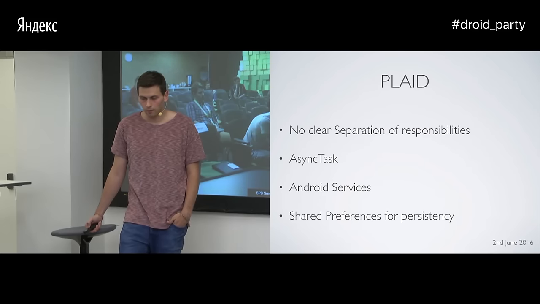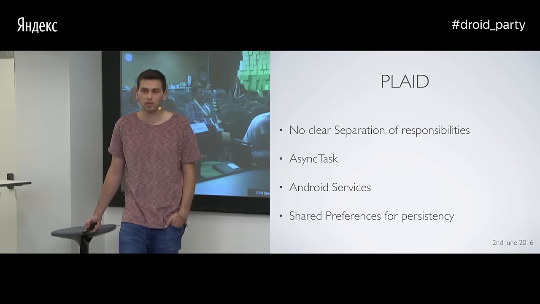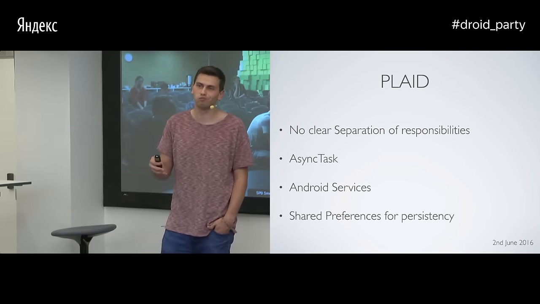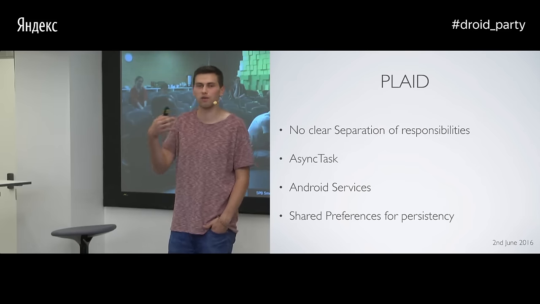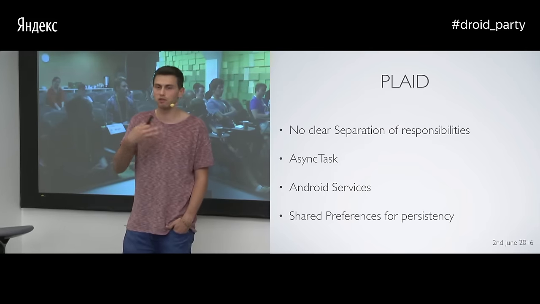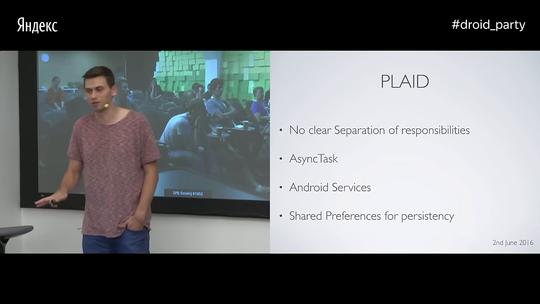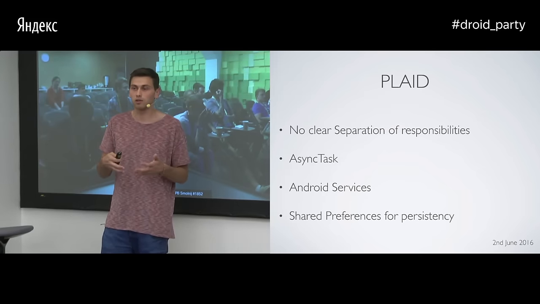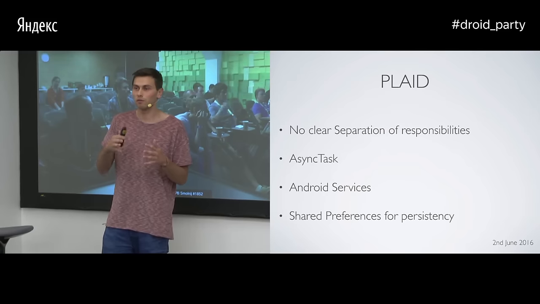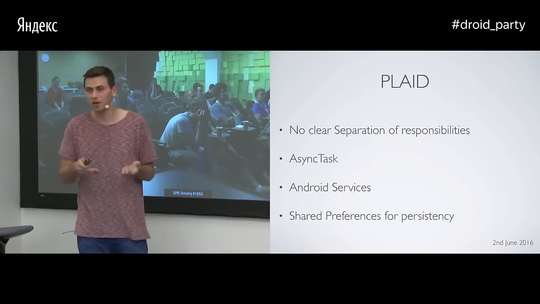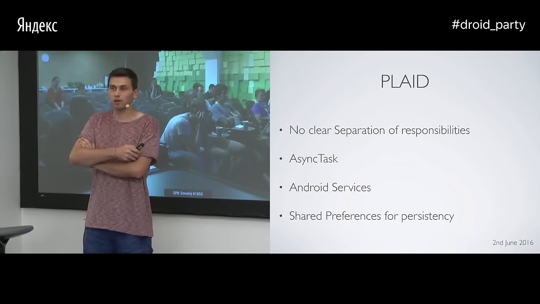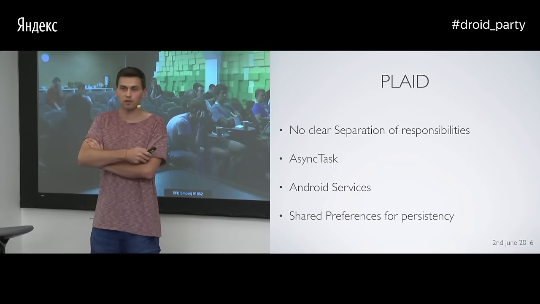And the problem here is that it doesn't have a clear separation of responsibilities. It was built to be understandable by everyone. So it doesn't use RxJava. It doesn't use an event bus, regardless of whether it's a good idea or not. But it uses all those simple Android components. Also, it uses Android services, something we often forget about. But they are there for some reason. Okay? And one thing that is also quite common is to use shared preferences to process everything.